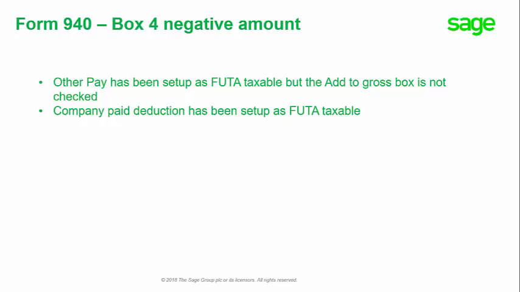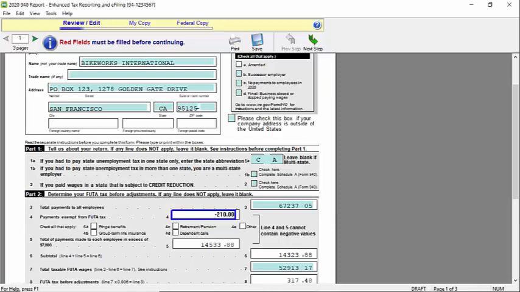As a note, when an other pay has been selected as taxable for FUTA, then it should also be selected as Add to Gross. For example, my 940 shows a negative amount of $210 in Box 4.